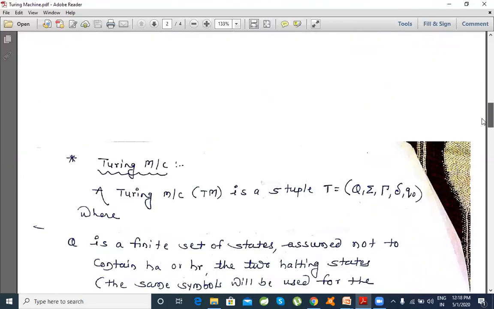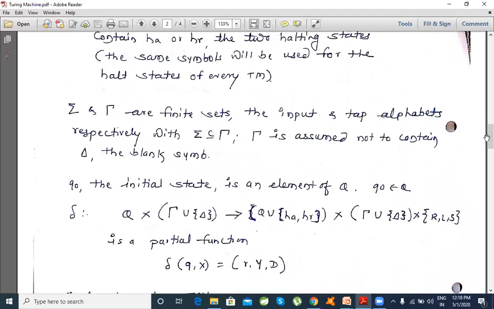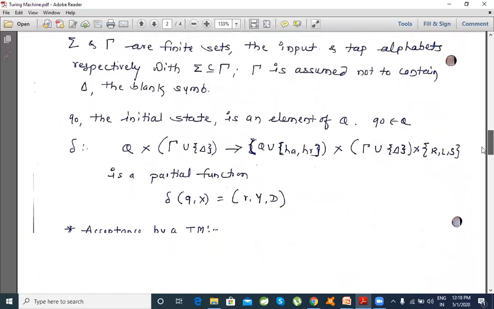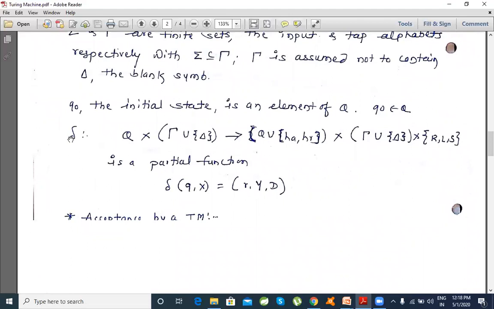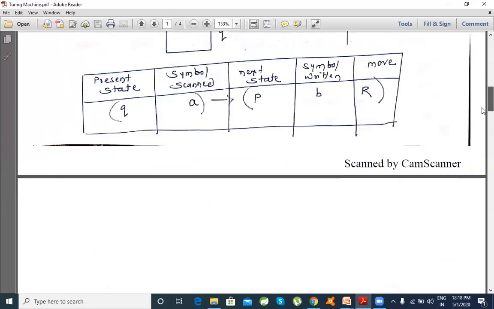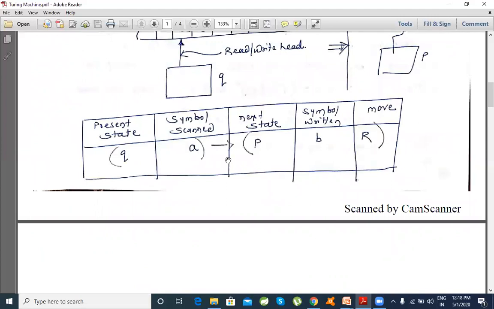Now what next is, Q0 would be considered the initial state of the machine as usual. Now this is important: how the transition takes place. This is delta, and it says Q cross gamma union null. If you remember this table, we try to visualize how it is represented: the present state and the symbol being scanned.